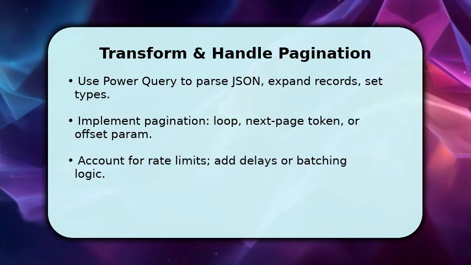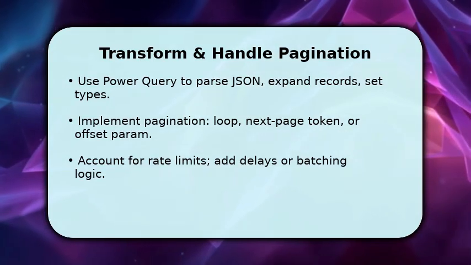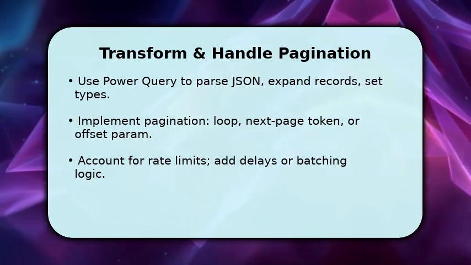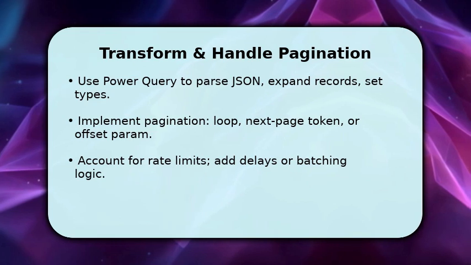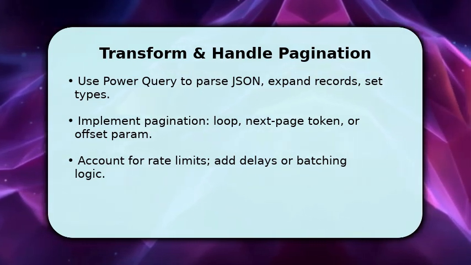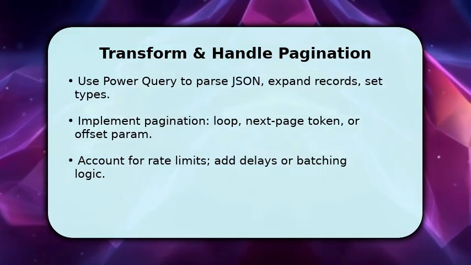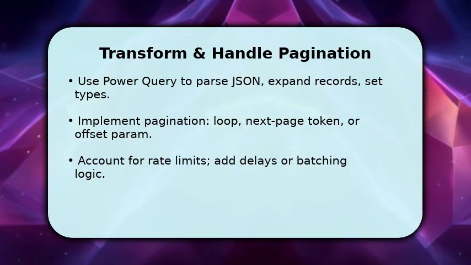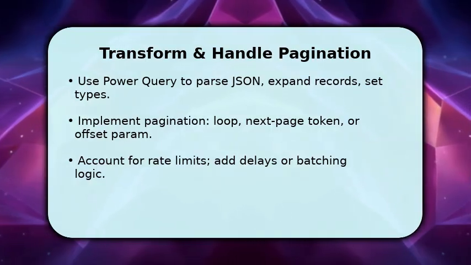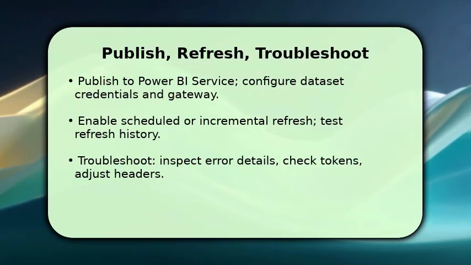Either follow a next page token or increment an offset, then combine pages into one table. Make sure to include headers and any dynamic query parameters in the advanced editor. Also account for rate limits by batching requests or adding small delays, because failed calls break refreshes and corrupt incremental loads. You finish by publishing the report to Power BI Service and configuring dataset settings.